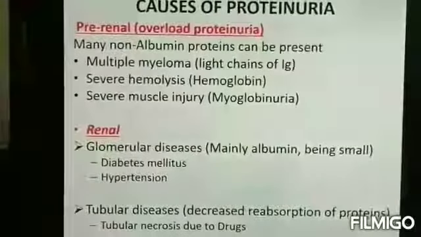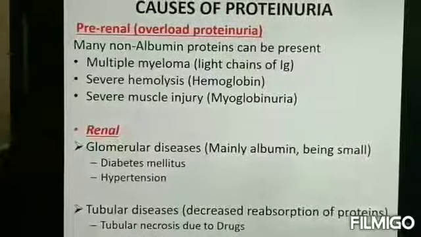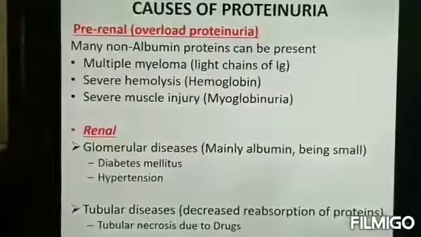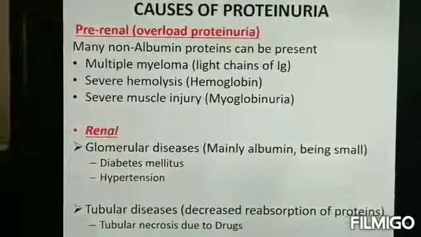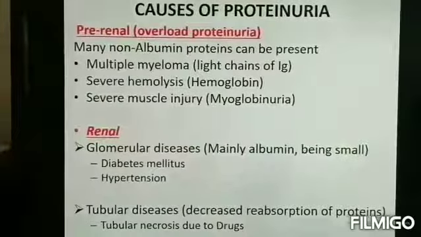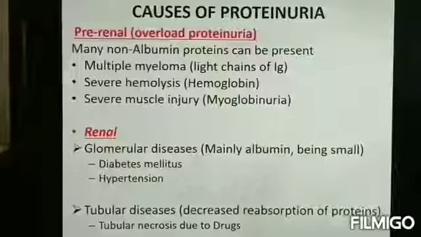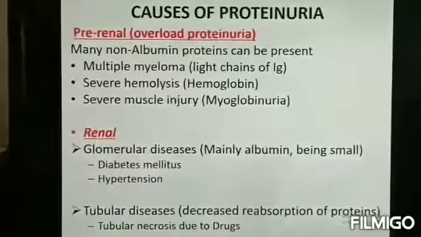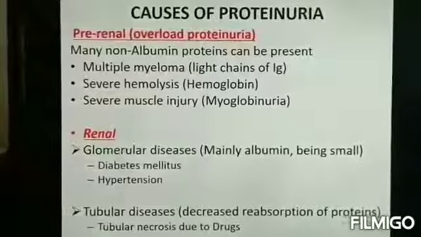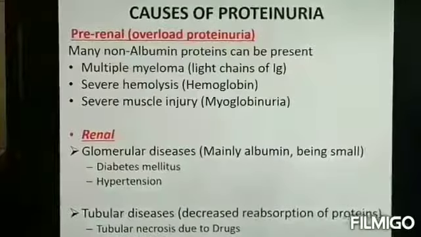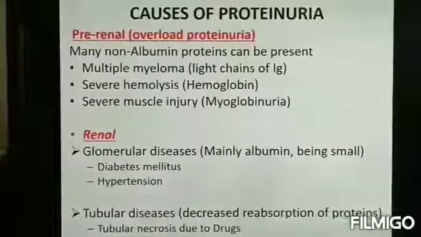Now, what are the causes of proteinuria? Pre-renal, renal, and post-renal causes. Pre-renal causes are mostly due to overload proteinuria, in which non-albumin proteins are present. Causes are multiple myeloma, in which light chains of immunoglobulins are excreted, severe hemolysis, and severe muscle injury.